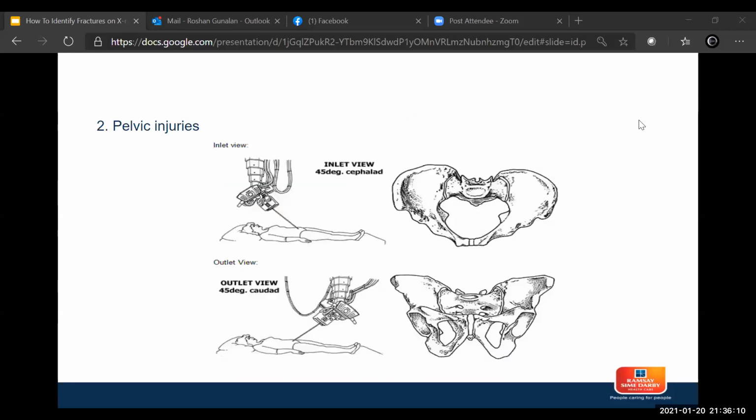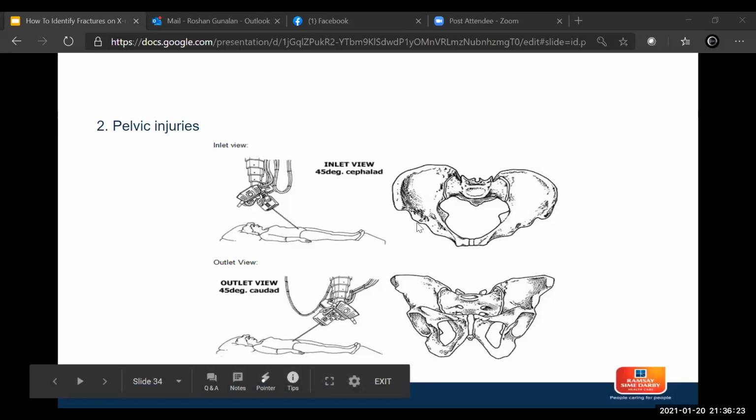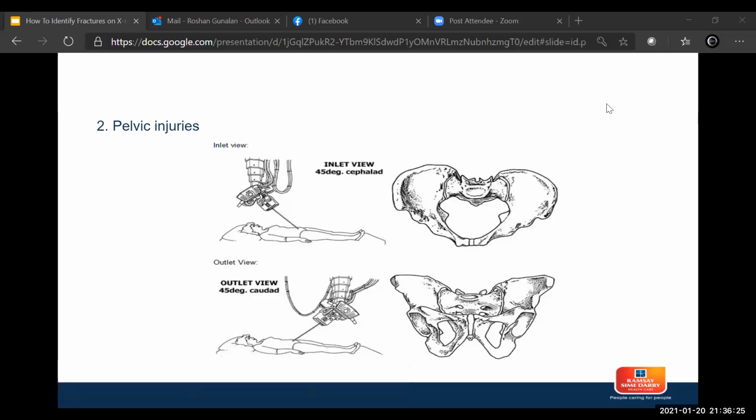The second one is pelvic injury. Sometimes you can't just take an AP and lateral because the pelvic bone in the body is tilted. Based on the anatomy, it's not exactly horizontal to anything. So you have inlet and outlet views to identify any fractures that may occur in pelvic injuries.